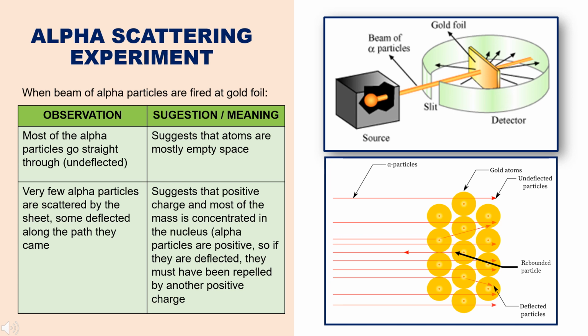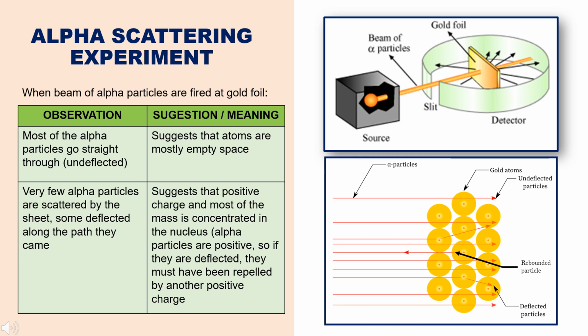So what did we observe? One, we observed that most of the alpha particles pass straight through the sheet and they are undeflected. And second, we observed that very few alpha particles are scattered by the sheet and some are deflected back the way they came. So what do these observations imply?